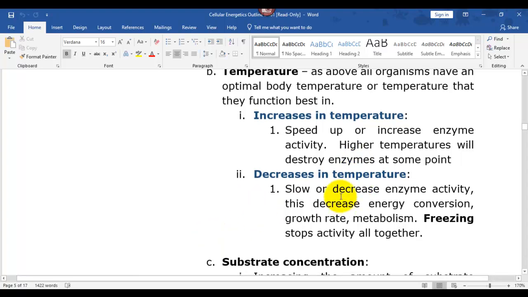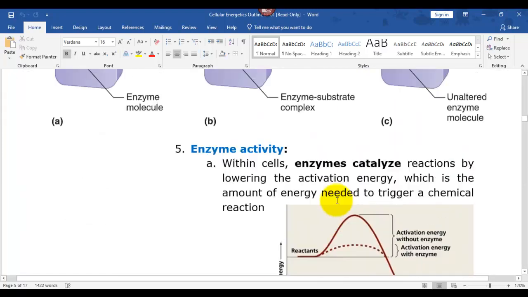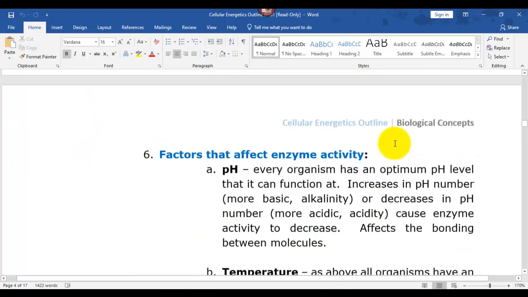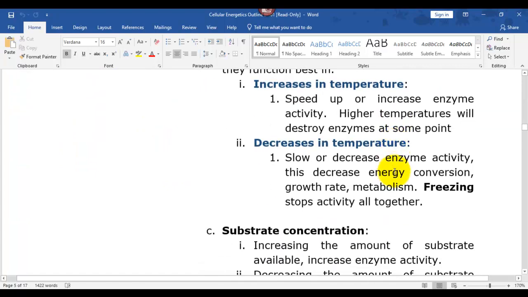A decrease in temperature slows down enzyme activity. So this reaction right here would go slower in colder temperatures. Freezing stops it altogether, 100%. And freezing would kill some cells. Human beings, we would get hypothermia at some point. Our metabolic rate would drop to a point where we couldn't sustain ourselves.